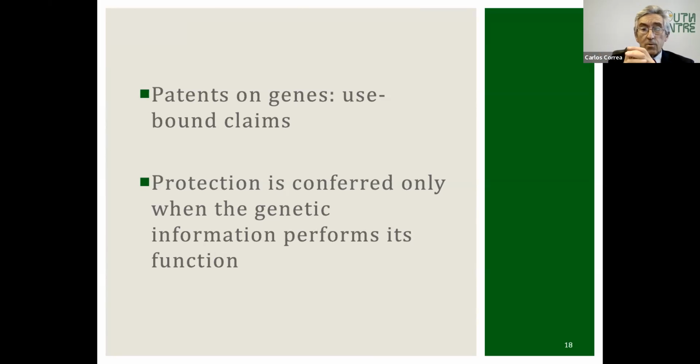And there is a second limitation on the scope of protection, which is also of interest. And this is that if a genetic material is patented, for instance, a genetic construct to provide resistance to a pest or to herbicide, which is incorporated into a plant which is genetically modified, then in accordance with European law, and this has been confirmed by the European Court of Justice, protection only takes place when this genetic information performs its function and not beyond that.